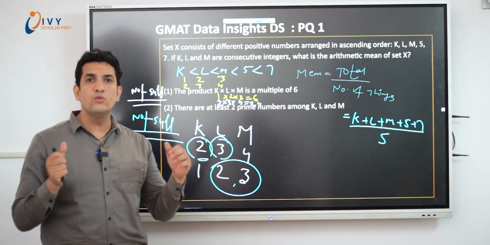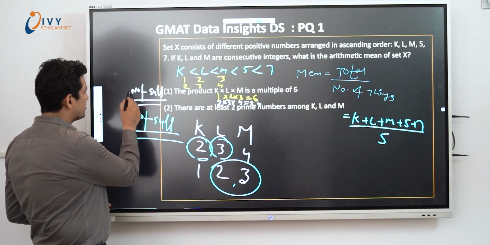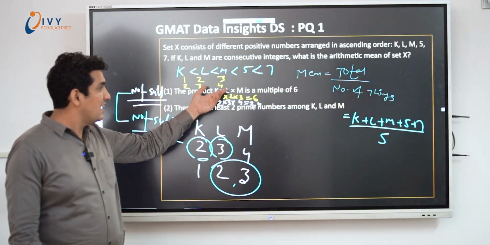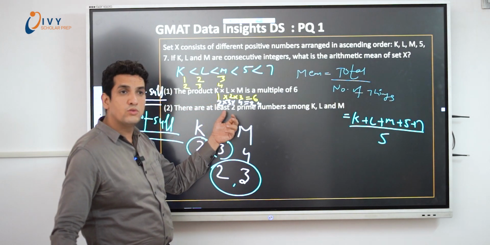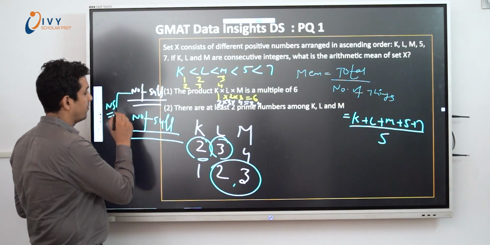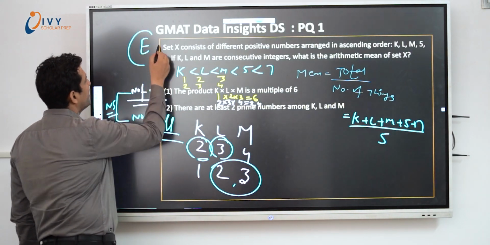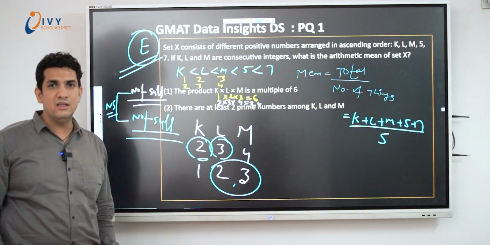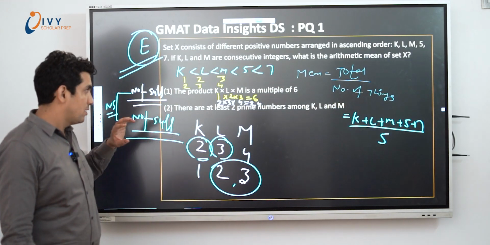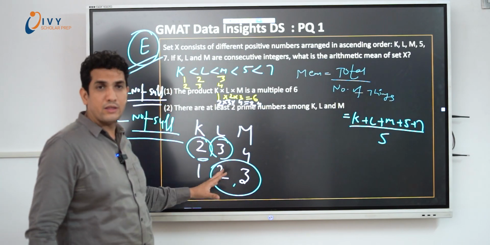Now the next step, when you solve such problems, is to combine both the statements. When I combine both the statements, we have the same information, that k, l, m could be either 1, 2, 3 or 2, 3, 4. So even when you combine both statements, it's not sufficient again. The only possible answer here is E, that neither of the statements is sufficient. They are not sufficient alone, and they are not sufficient together.